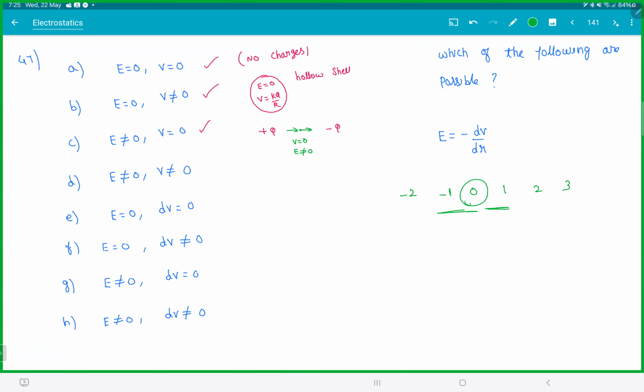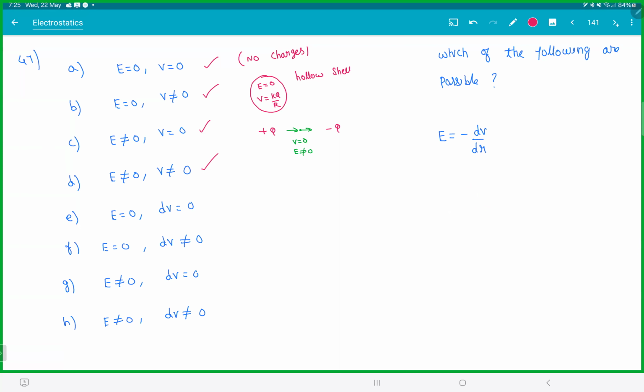I hope you're getting the mistake. V = 0 does not imply E = 0. Change in voltage should be 0. If the values are changing -2, -1, 0, 1, 2, 3, V becomes instantaneously 0, but change in V is not 0. This though is anywhere fine.